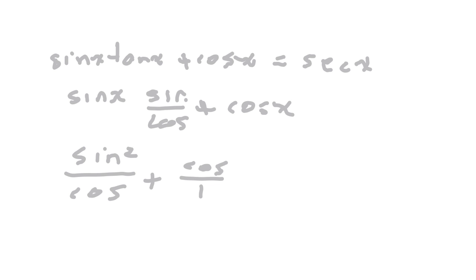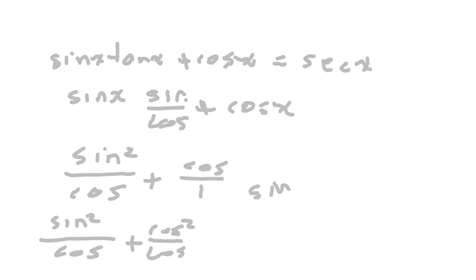Okay, so I could get a common denominator. If I got a common denominator, then the common denominator will be cosine. So now this will become sine squared over cosine plus cosine squared over cosine. And then I can add them: this comes out to be sine squared plus cosine squared all over cosine.